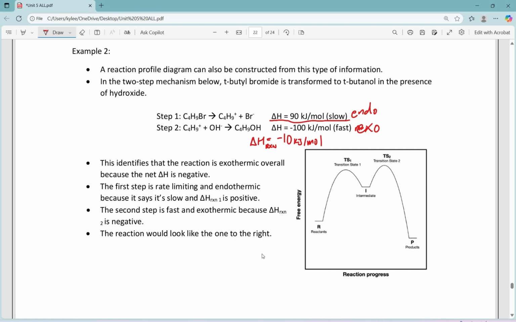The first step is going to be my rate limiting step. So if I was going to draw that, I would make sure that I have the first step having a higher activation energy because it's the slow step.